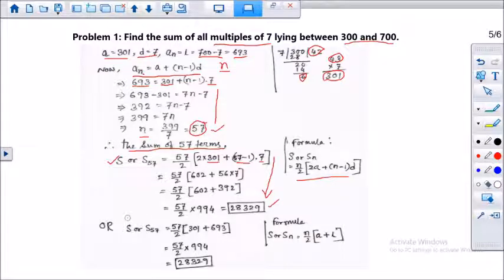Here students, we can apply another formula also, because we have the n value, we have the last term, and we have the first term. So we can use this formula also, n by 2 into (a plus l). We can put the values n, a and l in this formula and we will get the same answer. So students, you see carefully when which formula will be applicable.